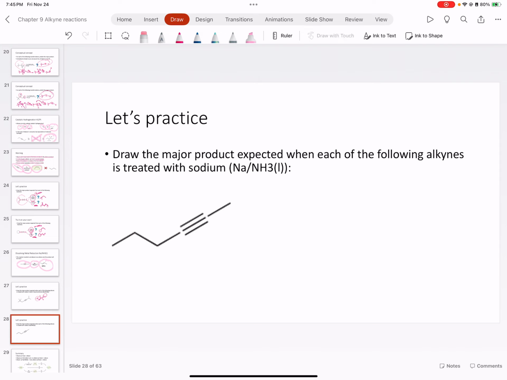Let's practice. You also try it on your own. You can try it on your own now. Oh, that looks ugly. So you just try it on your own.